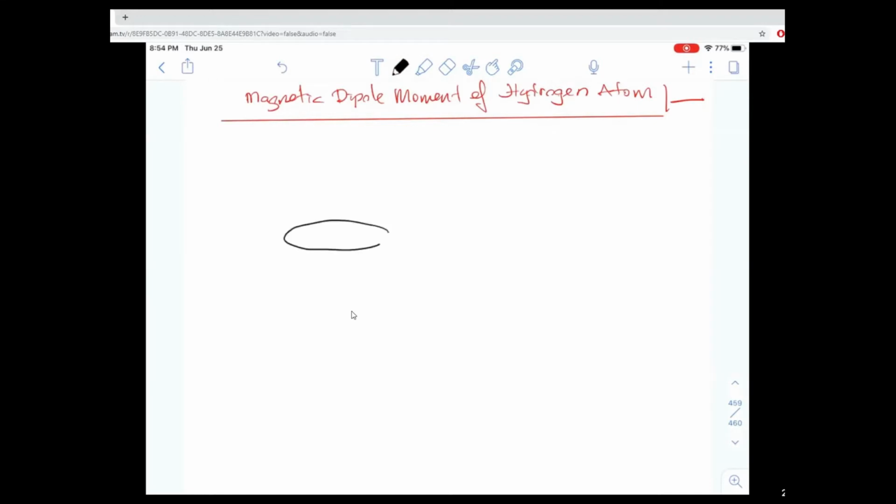All right, so here's what you've got. You've got the electron moving about the nucleus, which means that this would create a current, and if there's current, there's going to be a magnetic field. So the atom would become magnetized. It would become a dipole.